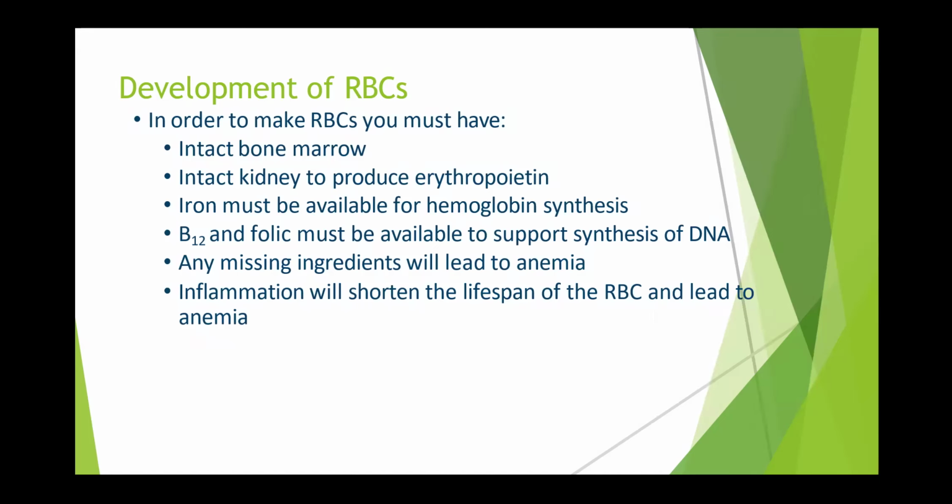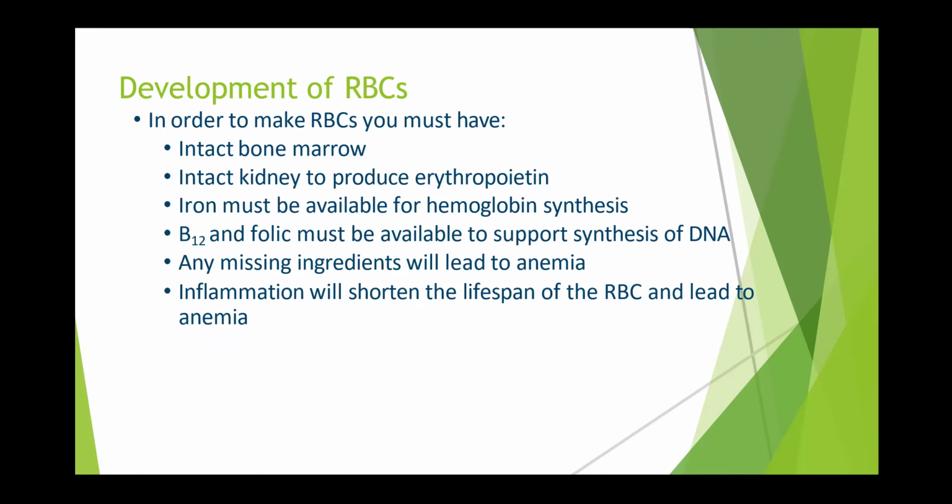Okay. So now, in order to make red blood cells, your bone marrow's got to be intact. Your kidneys have to be functioning to make that erythropoietin. You have to have iron for hemoglobin synthesis. B12 and folic acid have to be available to support the synthesis of DNA.